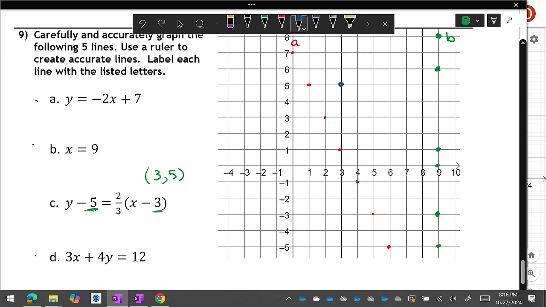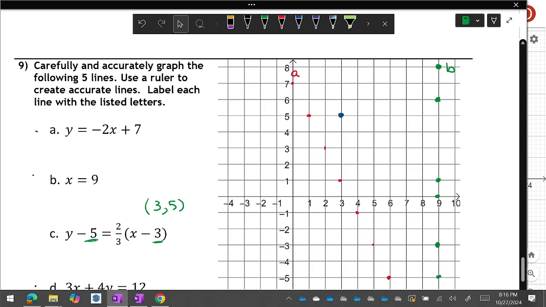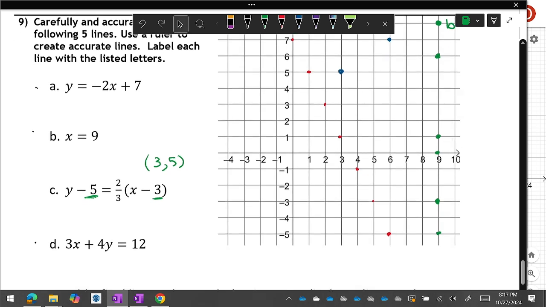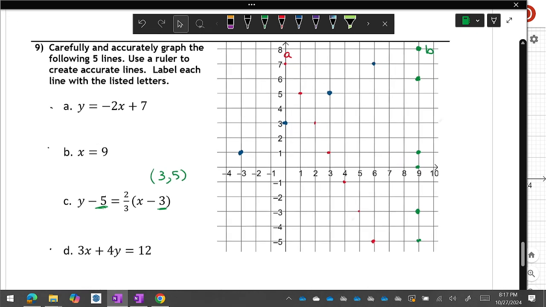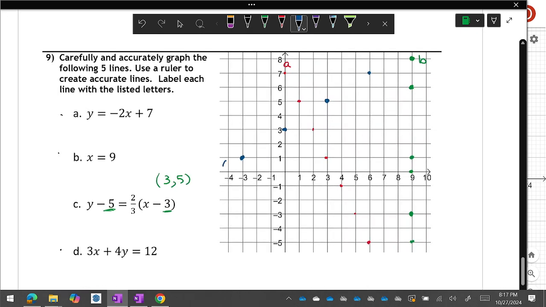And it has a slope pattern of up 2 over 3. So from here I can go up 2 over 3 units. I just ran out of room that way. So I'll go down 2 and backwards 3, and then down 2 and backwards 3. So that's going to be another line that I draw, and that's going to be line C. I'm saving all my line drawing for the end.